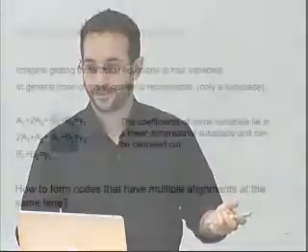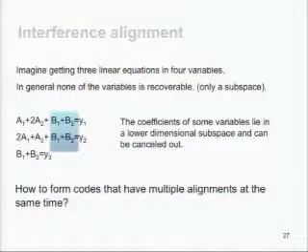Okay. So this is of course something you can do in high school. The difficult thing is how do you do many of these alignments at the same time? So how do we form good codes that have these crazy alignments, a lot of them at the same time? This is really the question.